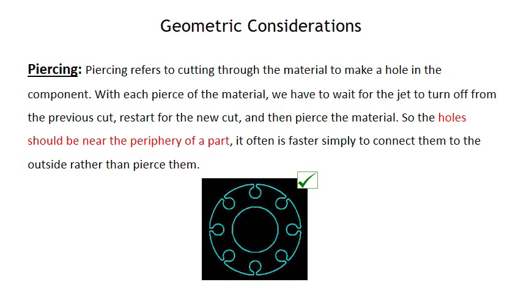Looking at the second geometric consideration, which is piercing. Piercing basically refers to cutting through the material to make a hole in the component. With each pierce of the material, we have to wait for the jet to turn off from the previous cut and restart for a new cut and then pierce the material. So if the holes are near the periphery of the part, which can be seen in the diagram below, it is often faster to simply connect them and pierce them.